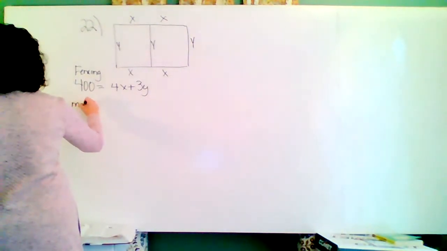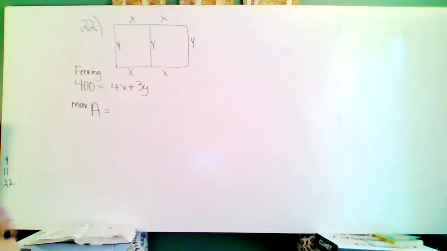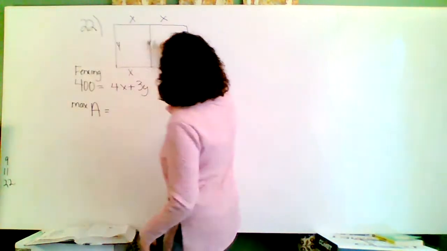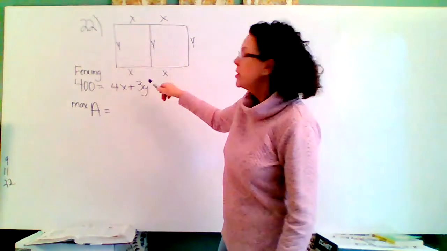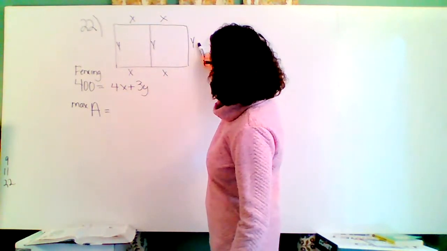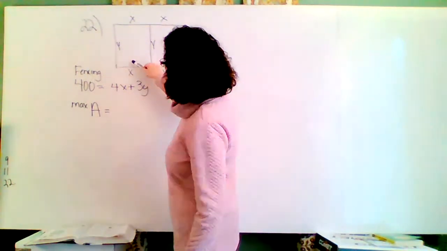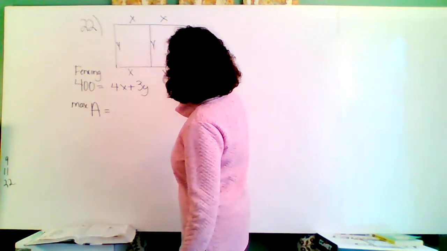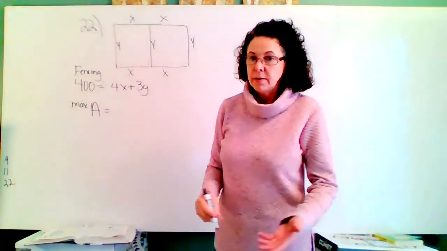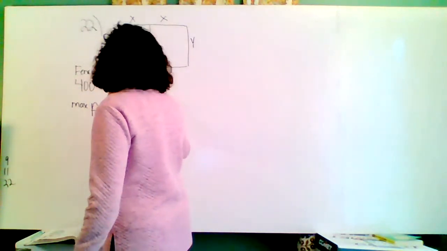Now, the idea here is that this piece of fence right here does not take away from the area. So the actual area is, this side is 2X times Y. Or if you looked at it differently, the total area would be X times Y plus X times Y, which would be 2XY. Right? So we want to maximize this area.